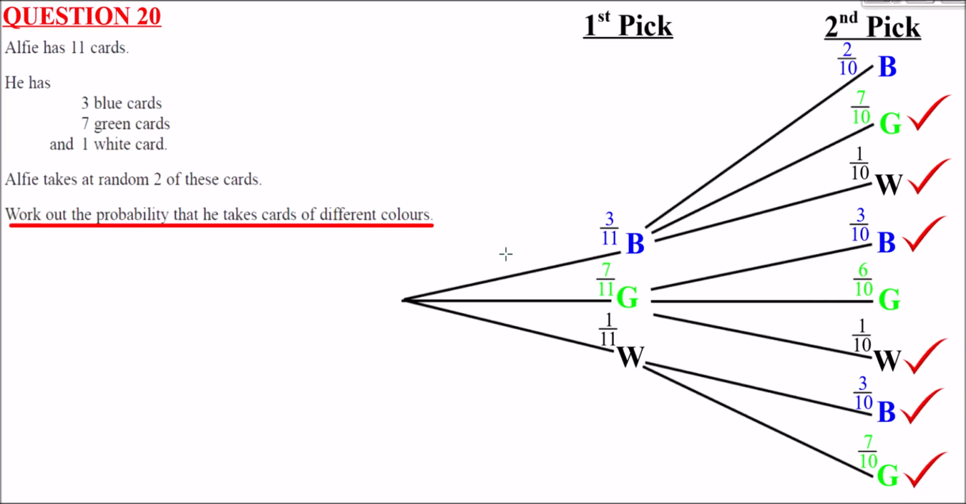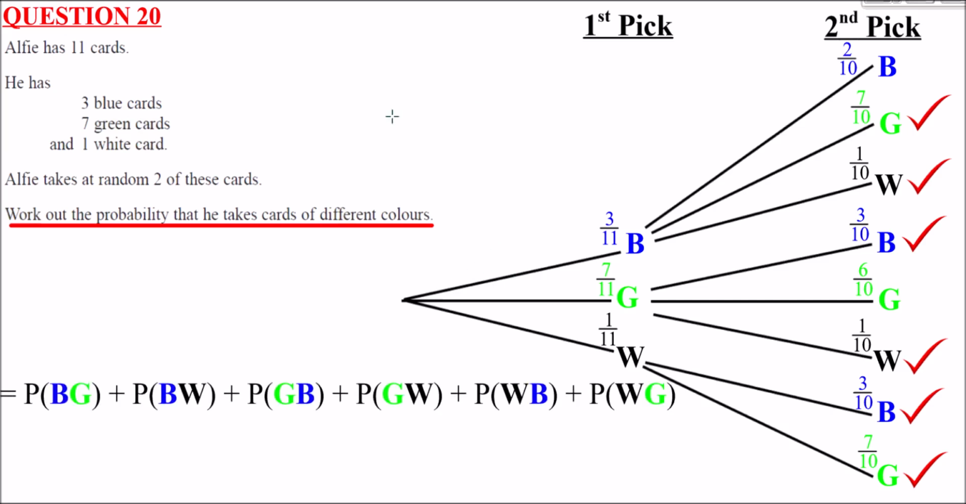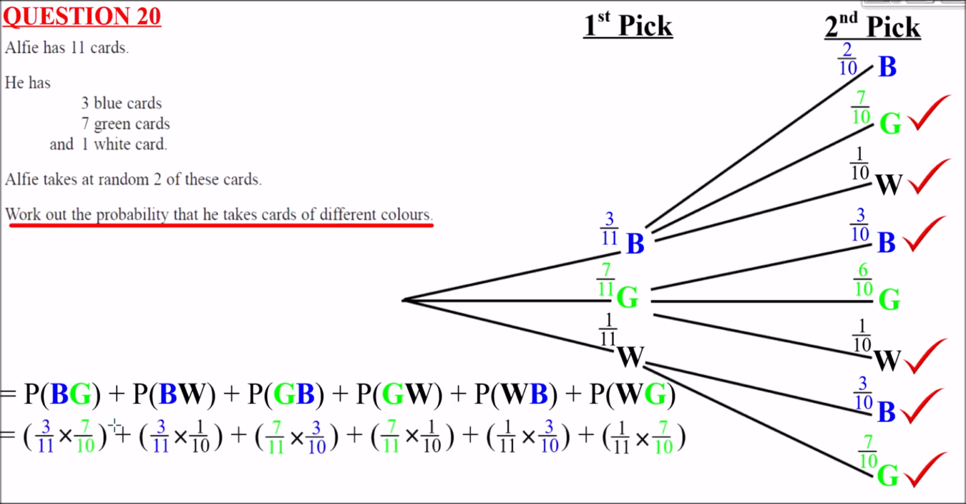So the probability of picking cards of different colours would be the probability of blue-green plus probability of blue-white, green-blue, green-white, white-blue, or white and green. So the chance of picking blue and then green, for example, would be 3/11ths multiplied by 7/10. The chance of picking blue and then white would be 3/11ths multiplied by 1/10, and so on and so on. So we're going to have lots of different fraction calculations to do. Here they all are now. But what you'll notice is the denominators are all going to be 11 multiplied by 10. They're all going to be 110 as the denominator.